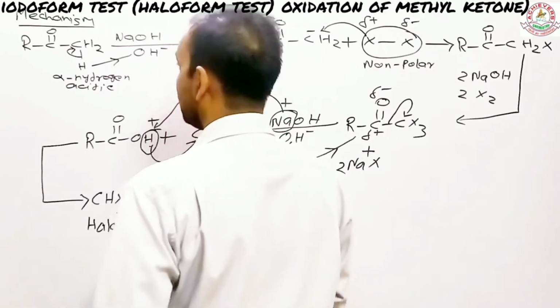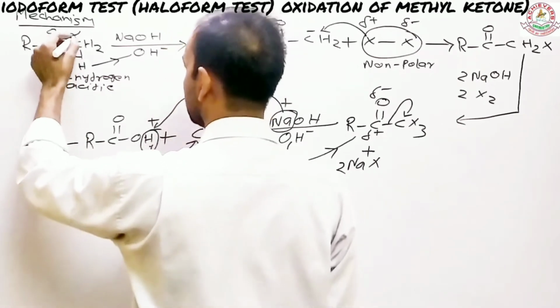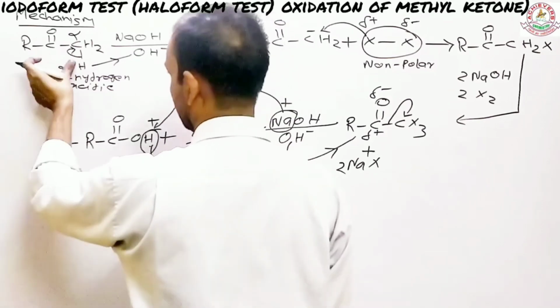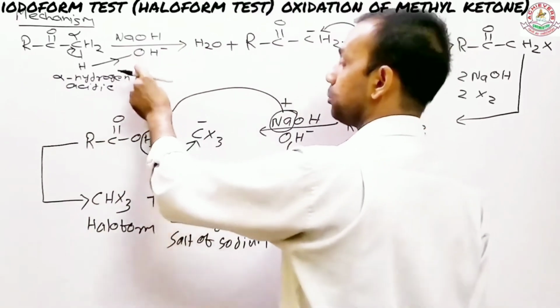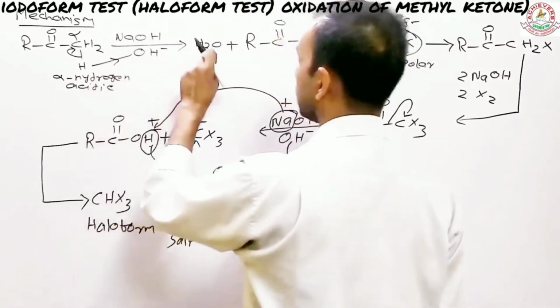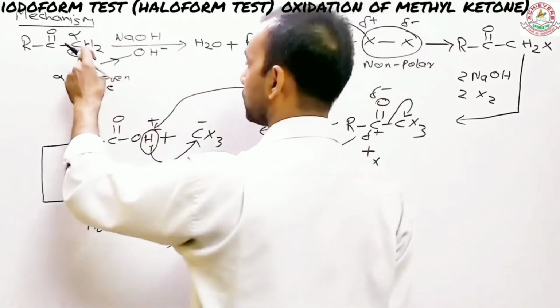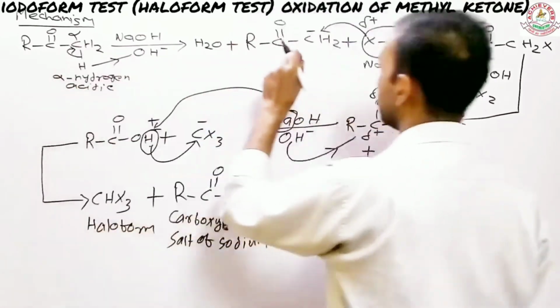This is your alpha carbon here. So this is your alpha hydrogen, right? I've already mentioned that. So alpha hydrogen is highly acidic, so it reacts with the OH produced by the NaOH and it forms a water. And then what happened? This forms a carbanion. That carbanion is here.